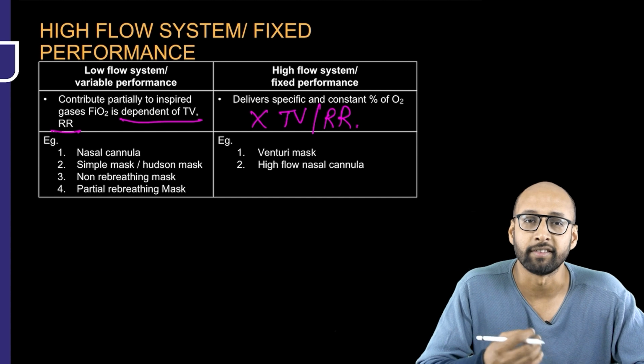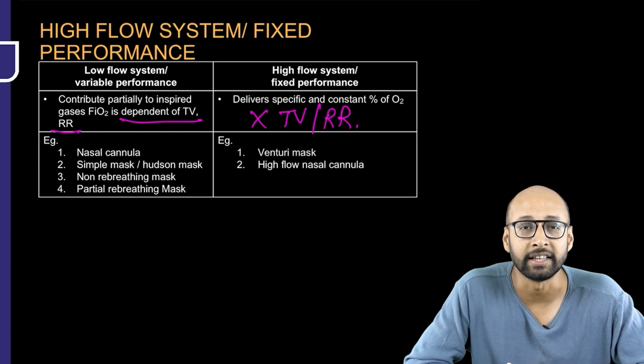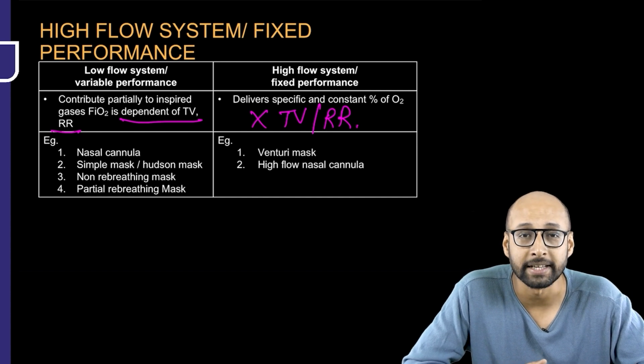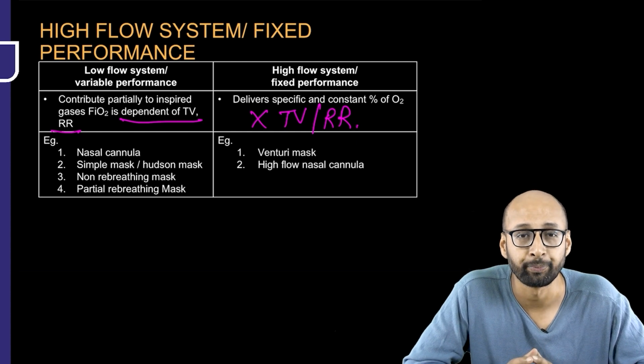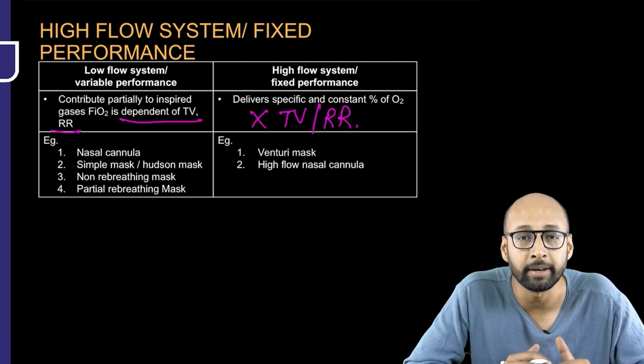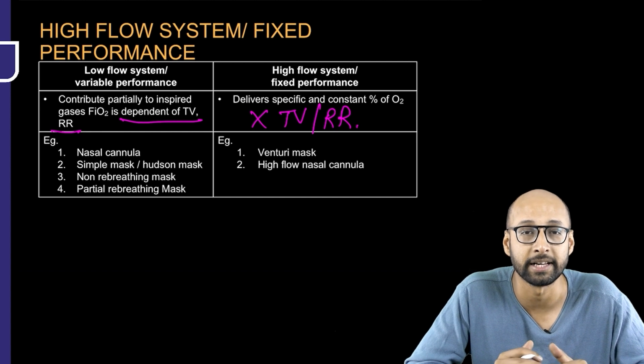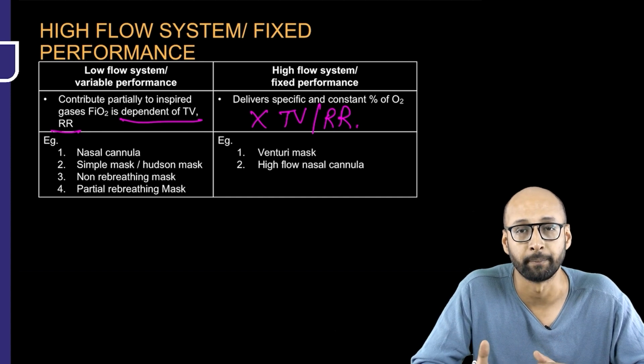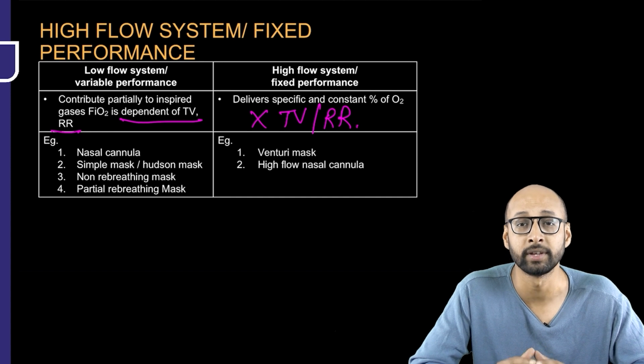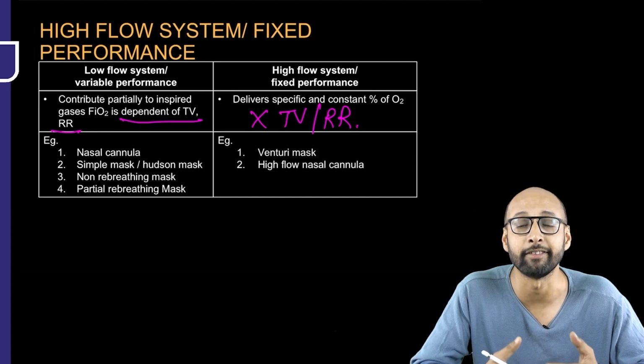Now, what are the different types of low flow and high flow devices? In low flow systems, we have the nasal cannula and the simple mask. I am sure you all might have seen these two things. But we have a non-rebreathing mask and partial rebreathing mask as well in the low flow system. Whereas in the high flow systems, we have the Venturi mask and high flow nasal cannula.